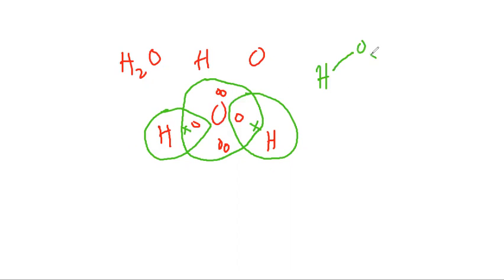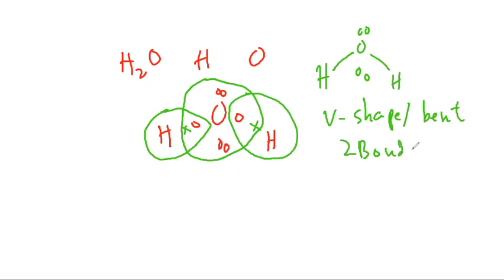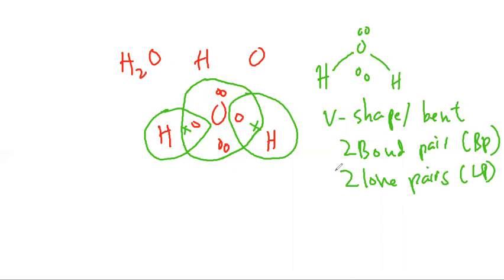The shape of the molecule for H2O is actually V shape or bent, because you have two bond pairs. For the next time, I'll just use BP, and then you also have two lone pairs, which is LP. So remember that if you have two bond pairs and two lone pairs, then you have a V-shaped molecule, and the bond angle is actually 104.5 degrees. So that's the first one.